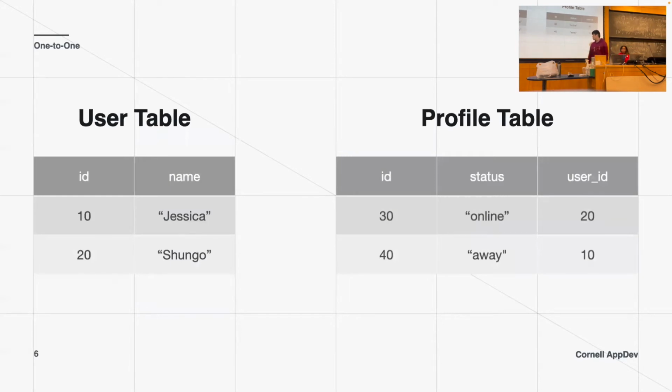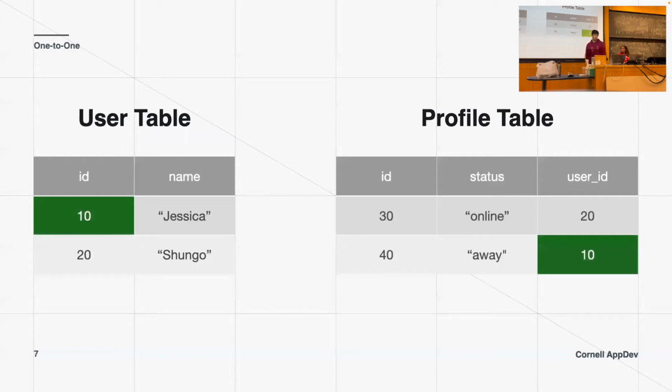So this is a one-to-one relationship, right? We have a user table and we have a profile table. The profile table tells us if a user is online or away. And the user table just gives us the user's name, right? So in a situation like this, let's say we want to look at the profile status of Jessica. We look at her user ID, which is 10, go to the profile table, query 10, and we can see that the value under status is away. So she's away.